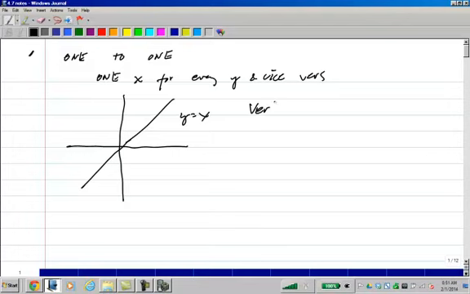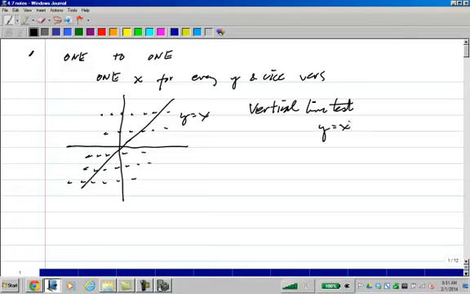Now, the famous vertical line test is often invoked to determine whether or not a function is 1 to 1. So you can see at no point does any vertical line hit the graph of y equals x more than once. Now if we consider y equals x squared, this is no longer the case. Here's y equals x squared, and you can see that the horizontal line test fails.